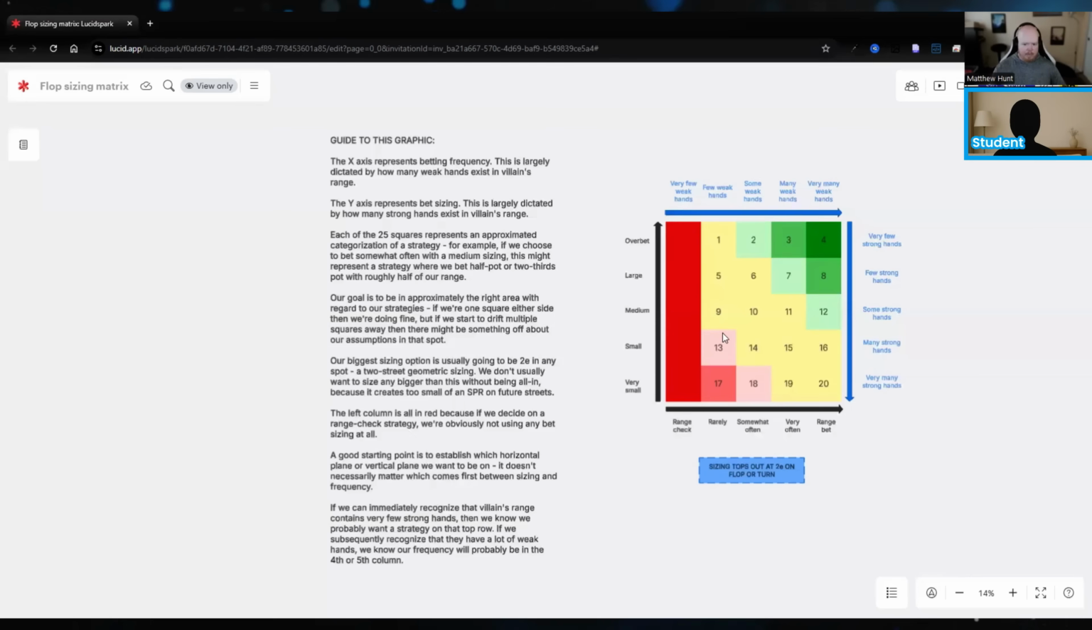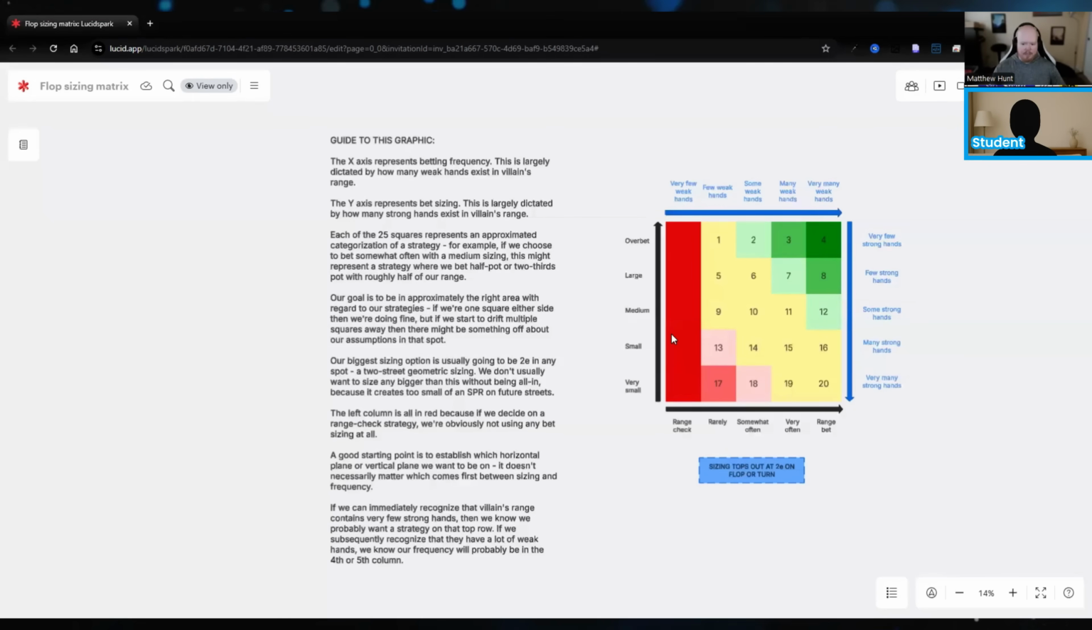The left column here is all in red, because if we decide on a strategy of checking our entire range, then we're obviously not using any bet size at all. Now, this is going to be very rare, actually, it's not going to be that rare, because if we looked at this from the perspective of, let's say we're in the big blind facing a raise and we call, well, on most flops, we're going to check our entire range, right? So in general, that actually will happen quite a bit. But as the pre-flop raiser, this isn't really going to happen that often.